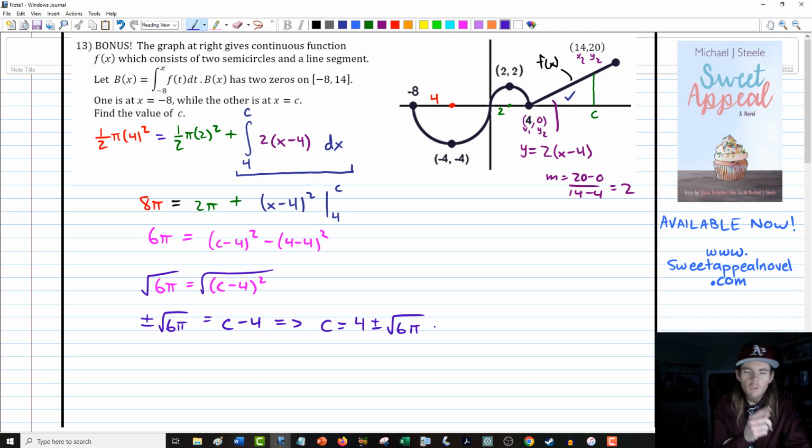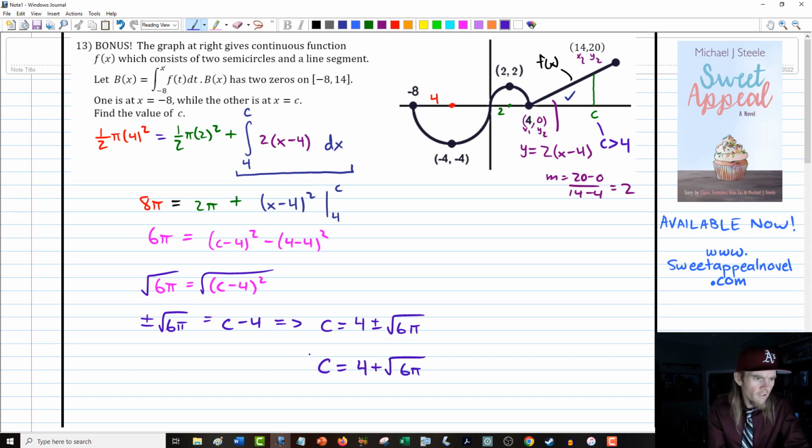Second, just from looking at our picture and thinking about the size of those semicircles, we should be able to tell that our value of c has to be greater than 4. We need some of the area from that triangle in order to accumulate enough to counterbalance the negative area on the left side. So if c needs to be greater than 4, it has to be true that c is equal to 4 plus the square root of 6 pi.